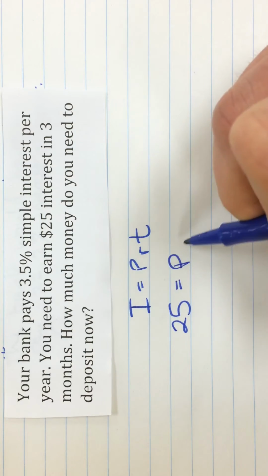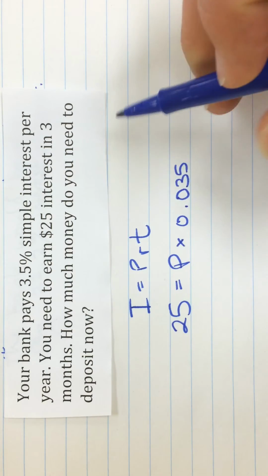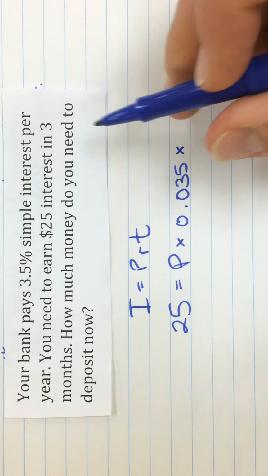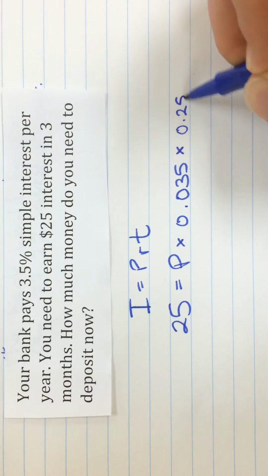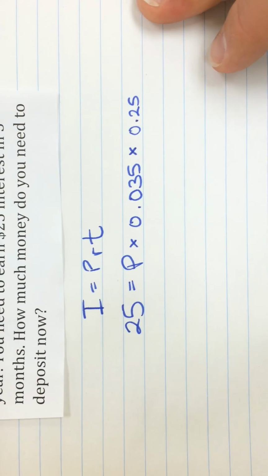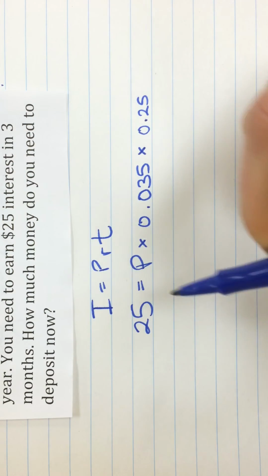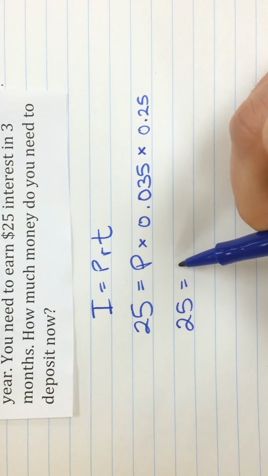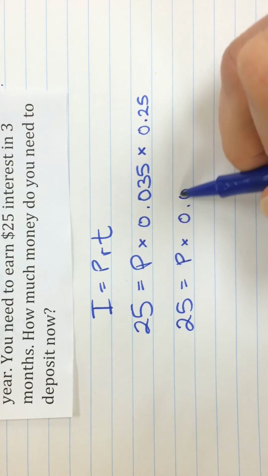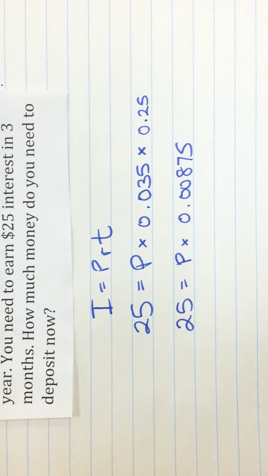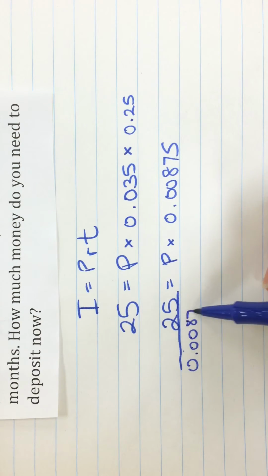P, I don't know. R is 0.035. Again, watch that 0 is there. Times 3 months, which is 3 over 12, or this time I'm going to write a quarter, or 0.25. You've got to write it in terms of the same units of time as the rate, which is a per year amount. All right, so 25 equals P times, well, if you multiply these two numbers together, you get 0.00875. Kind of a nasty decimal. Well, it's easy to clear though, just divide both sides by that number.